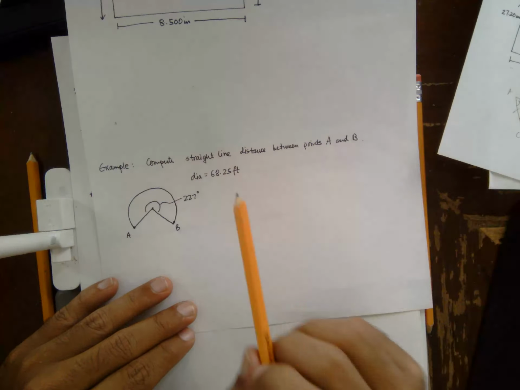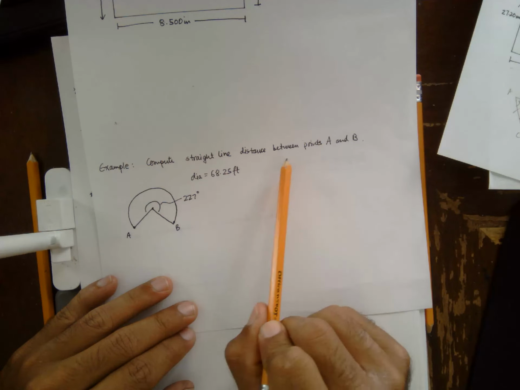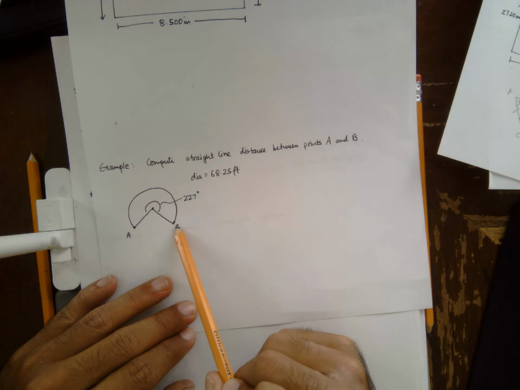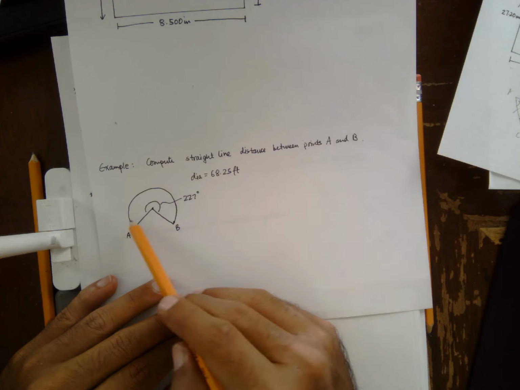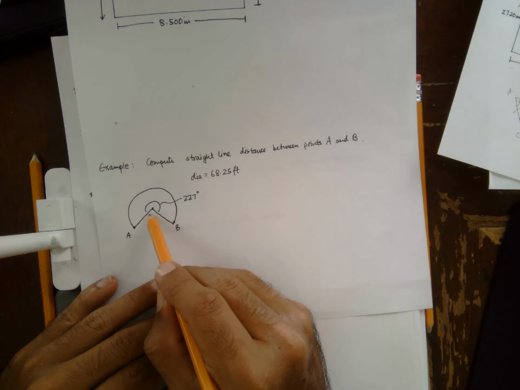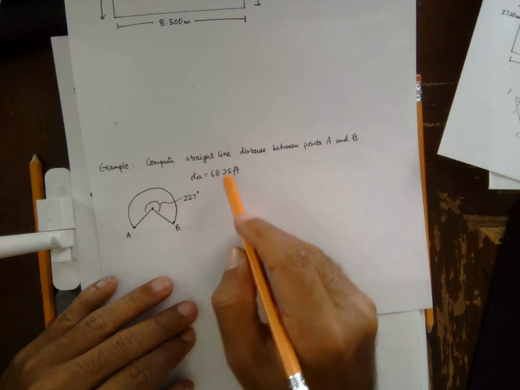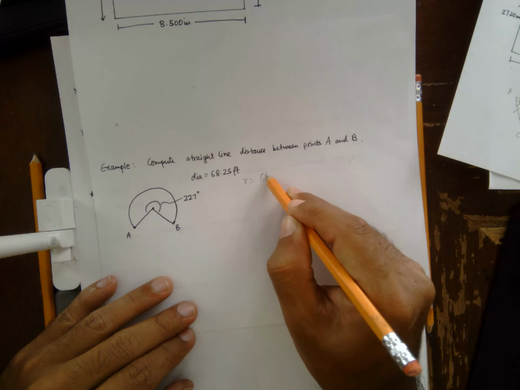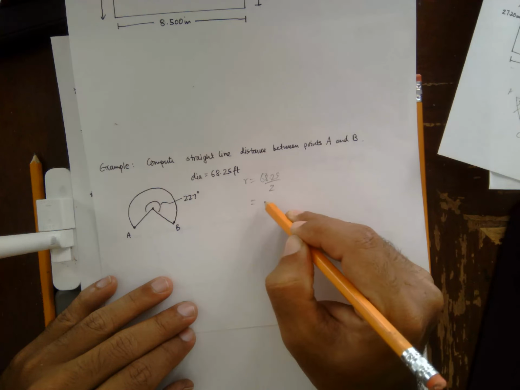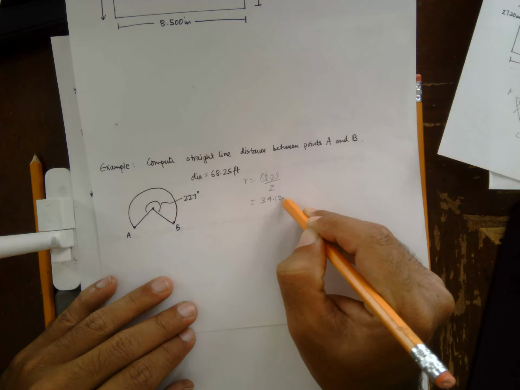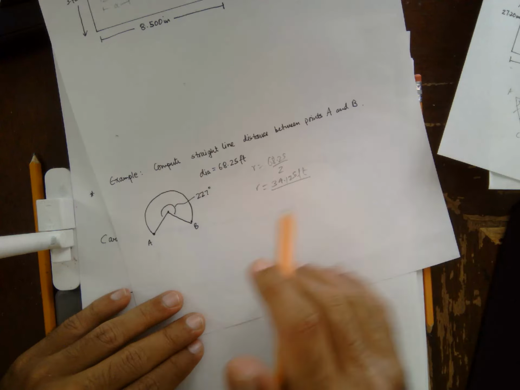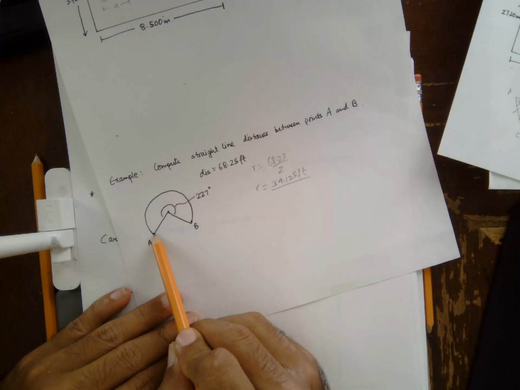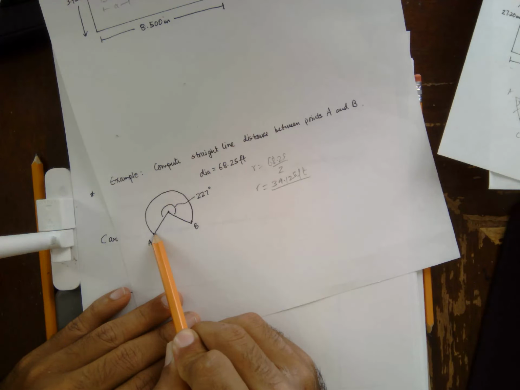Let's look at the last example. Compute the straight line distance between the points A and B, where the diameter is given to be 68.25 feet. So this is a circle. This angle is 227 degrees. So the radius is 68.25 divided by 2, which is 34.125 feet. And I am trying to find the straight line distance between A and B.